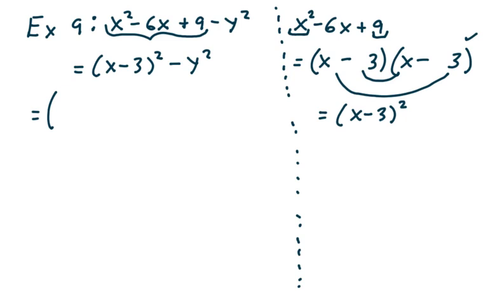When I factor, I get x minus 3 plus y times x minus 3 minus y. And again, you can put the x minus 3 in parentheses for emphasis, right? I'm taking a plus b times a minus b. And that's how we do that problem. Let's do one more of a similar theme for this video.